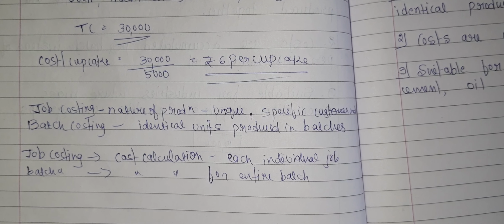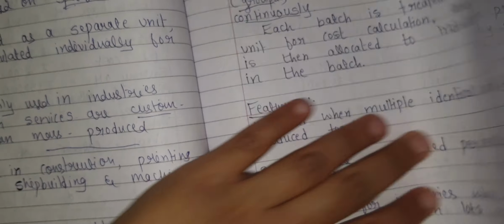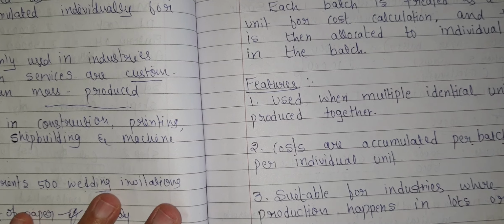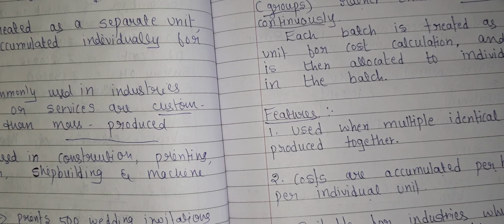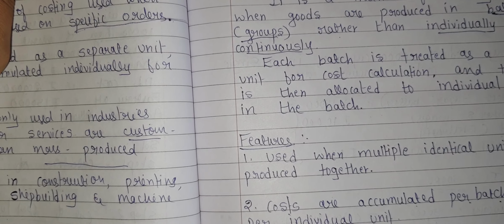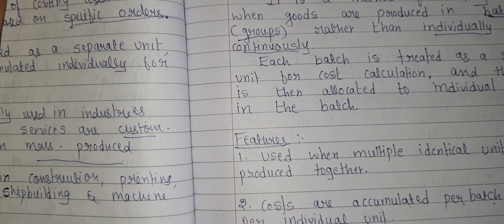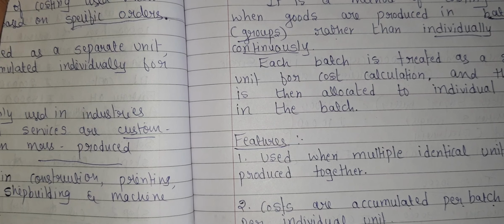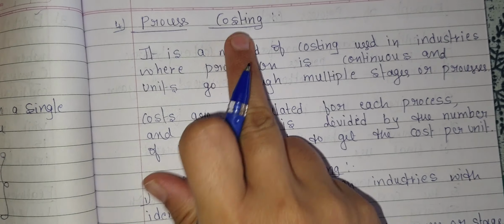I hope this concept, batch costing, is clear to you all. So it is a method of costing used when goods are produced in batches, but the goods should have similar nature. Clear? Rather than individually or continuously. Now we will see the next method, that is process costing.